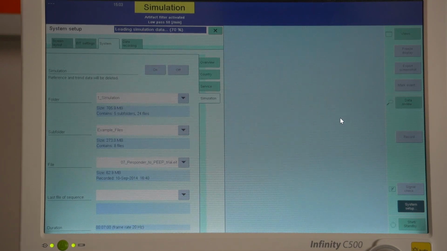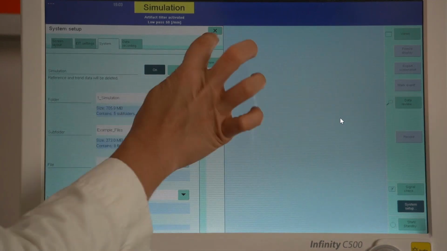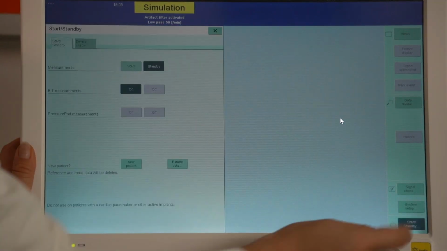We have different types of files. For those of you who have a PulmoVista and are interested to learn more about it, we have files on the responders group, recruitment maneuver, non-responders. We have a file on the obese patients. So there is really a lot of different information. So we can now start with our simulation.